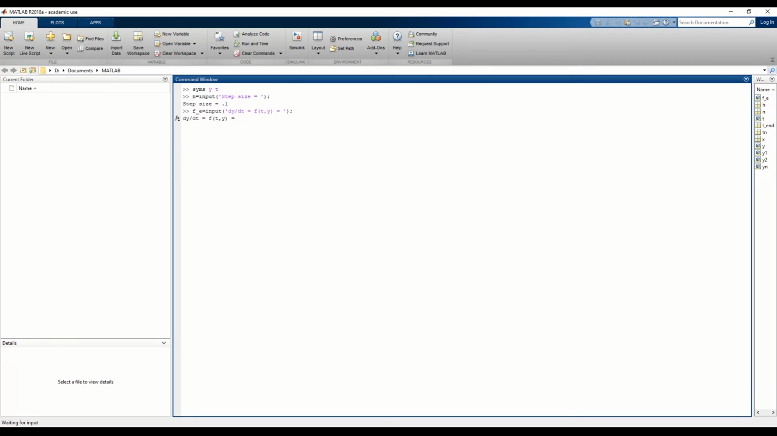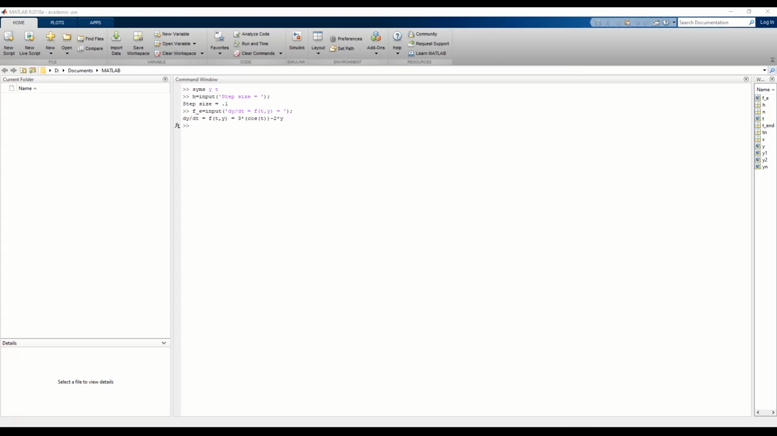In this part, we're going to use the equation 3 times cosine t minus 2 times y.